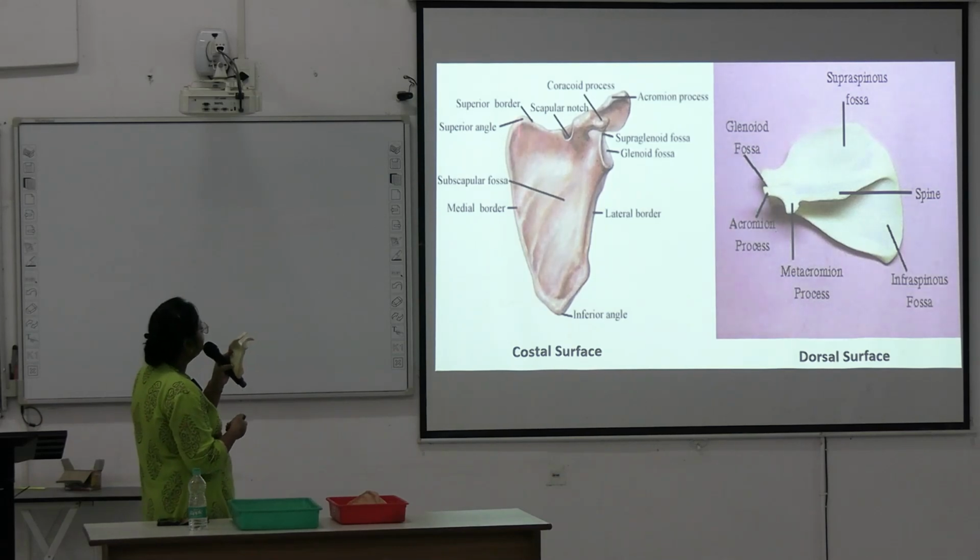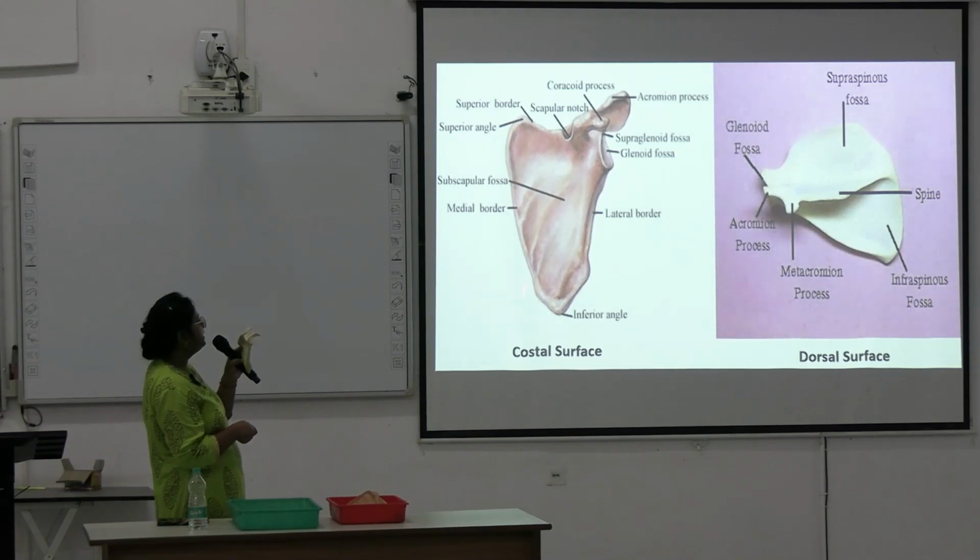See here the different presenting parts. Three borders: superior border, medial border, lateral border. Three angles: superior angle, inferior angle, lateral angle or glenoid fossa. Supraglenoid tubercle, infraglenoid tubercle, suprascapular notch. Here is the coracoid process, acromion process. This is the costal aspect, so this is the subscapular fossa. Here is the dorsal aspect. You can see the spine, supraspinous fossa, infraspinous fossa.